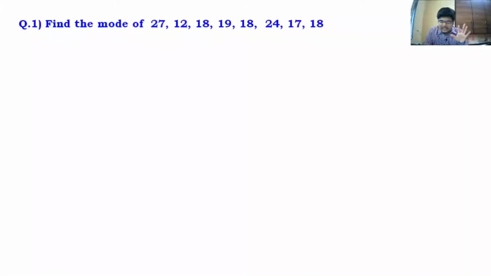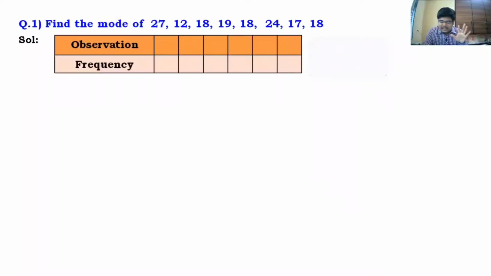So here we have a raw data. You have to find the mode, as simple as that. Just look at these values. Look at the most common answer. Now here we have made a table. You don't necessarily need to make that for raw data, but here this is just for your understanding.